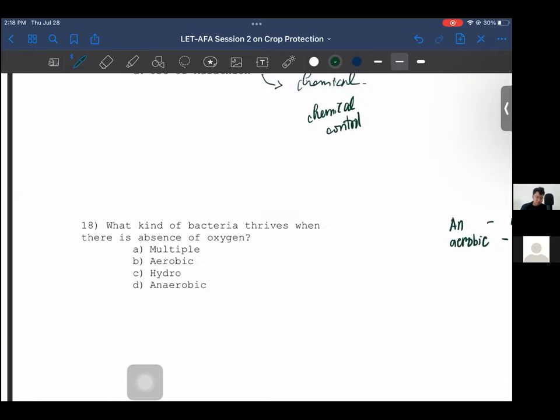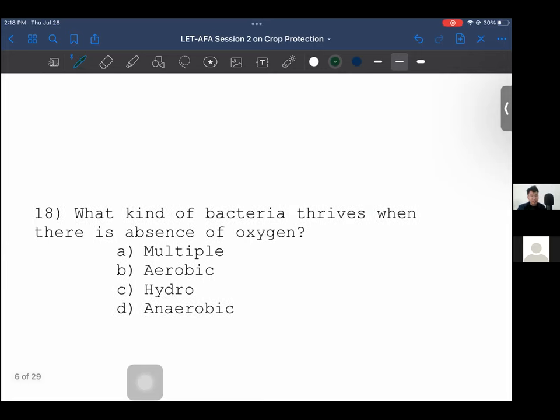Next, what kind of bacteria thrives when there is absence of oxygen? So, sige nga. Now let's try. You can send your answers here sa ating chat box or direct message me. What kind of bacteria thrives when there is absence of oxygen?